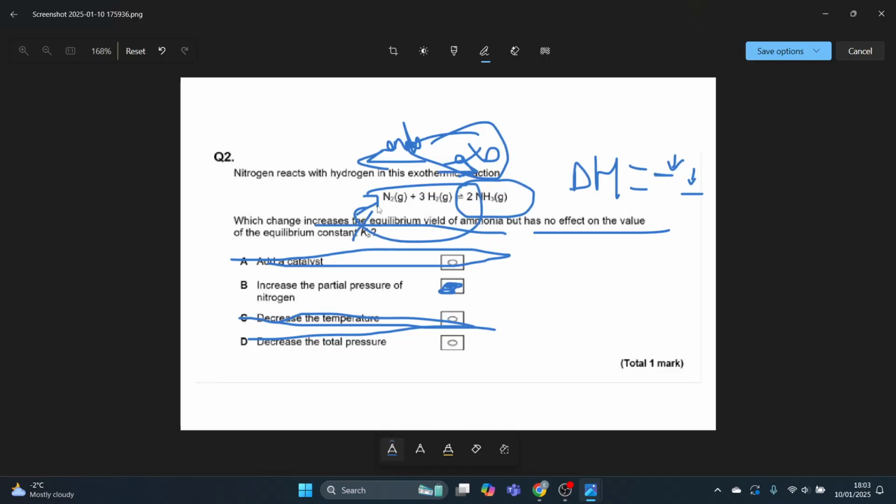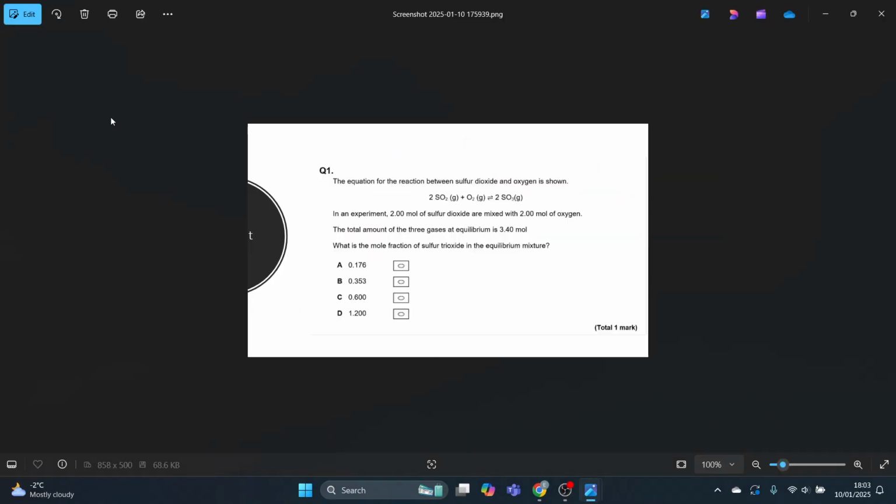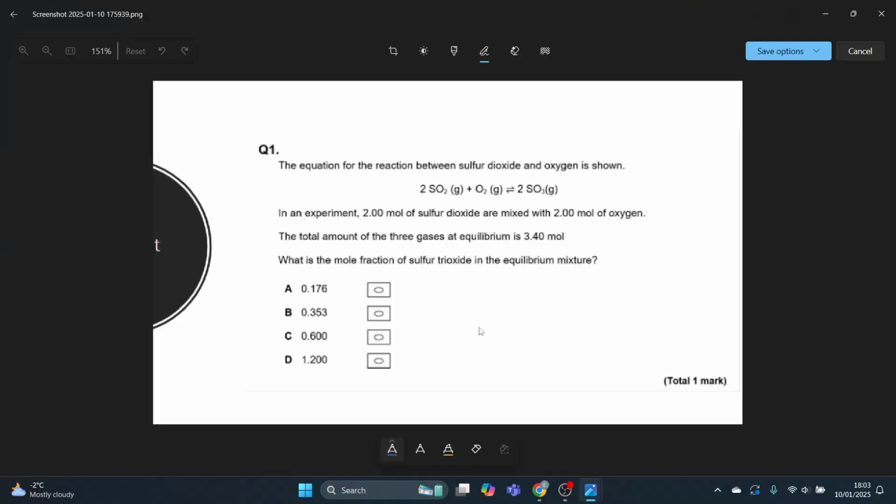And it makes sense. Increase the partial pressure of nitrogen, the equilibrium shifts to the opposite side to increase the equilibrium yield of that. And obviously, pressure has no effect on Kp as well.